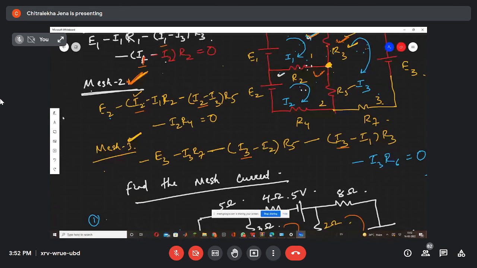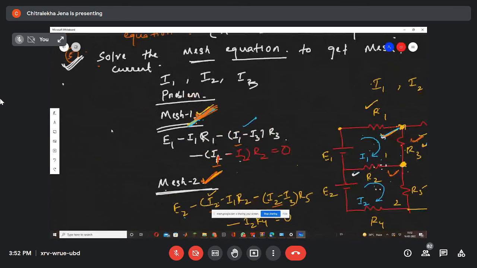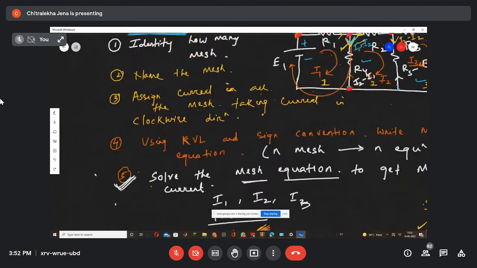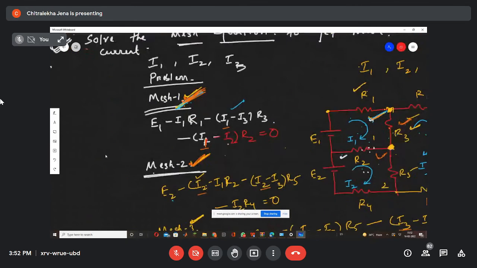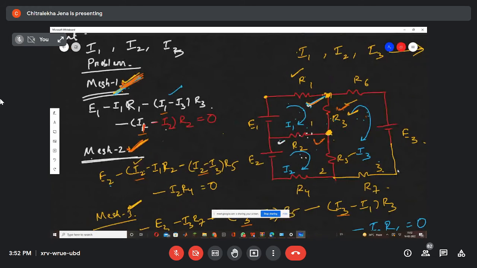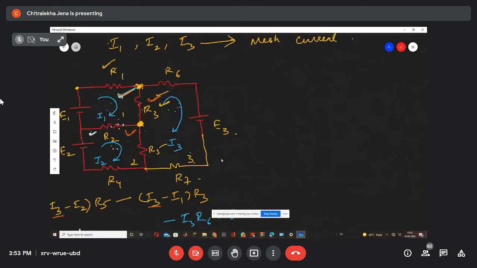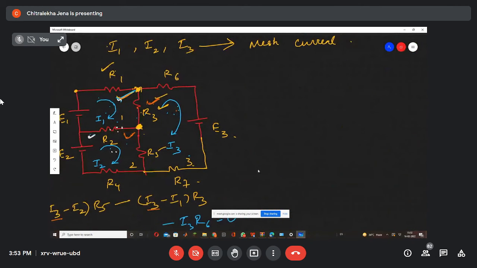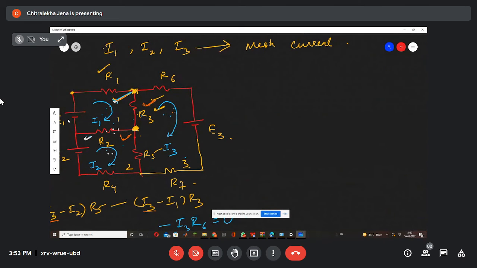Yes, ma'am. Okay. Now I will tell you another method, that is a matrix. You know how to solve a matrix? Do you remember or have you forgotten the matrix? Yes, ma'am, I remember. Okay, so just tell me, I don't have the equation. You just tell me whatever equation I have written for mesh 1, mesh 2, and mesh 3.